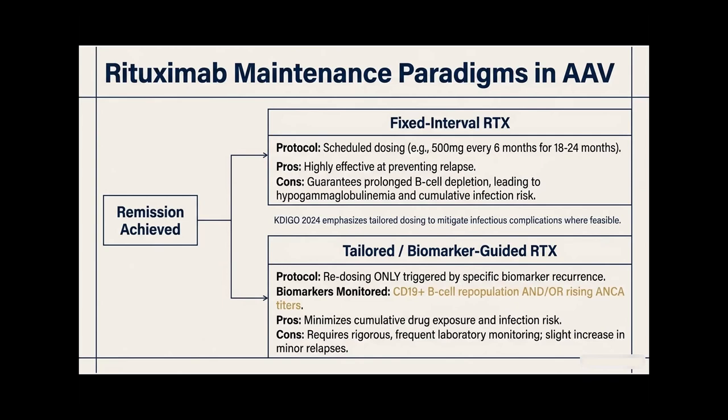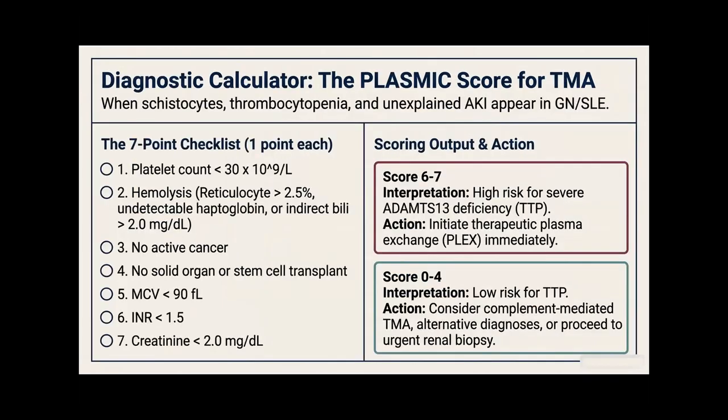Very rigorous titering. Now, the diagnostic calculator, the 7-point check, this is also called the PLASMIC score for TMA. That is when schistocytes, thrombocytopenia, unexplained AKI appear in a patient with glomerulonephritis or SLE. 7-point checklist. What is the platelet count? Is there hemolysis? Is the reticulocyte count high? Is there any active cancer?